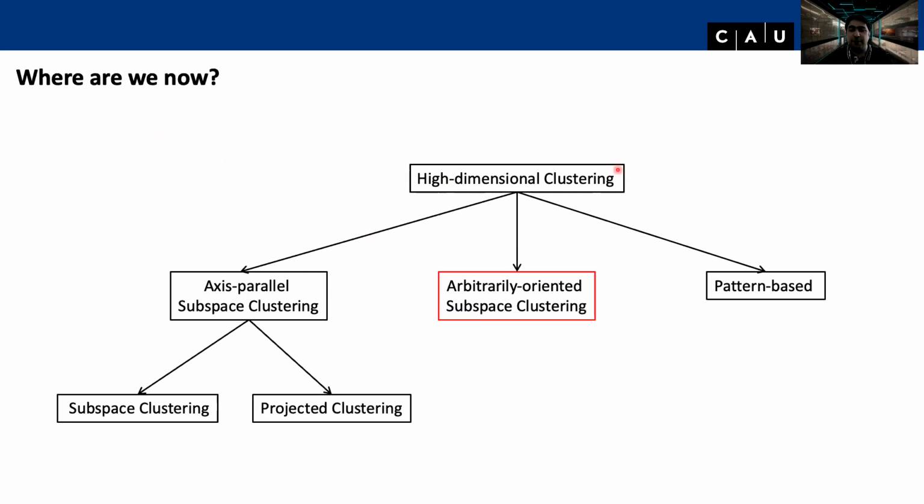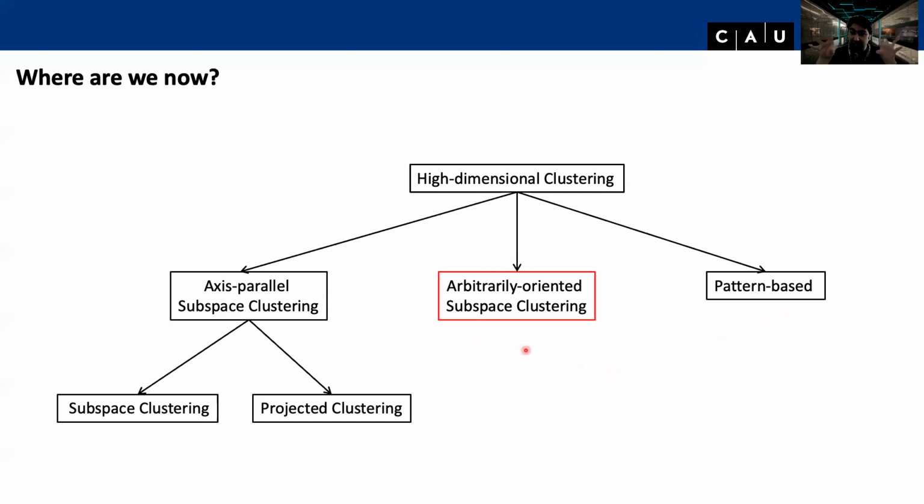So in the topic of high dimensional clustering, we have this axis parallel subspace clustering, to which we have this subspace clustering, which permits, as you may recall from the slides of Professor Krüger, overlapping subspaces, which permits overlaps in general, and projected clustering where one object is exactly assigned to one and only one subspace. Then we have this pattern base, which also Professor Krüger introduced to you in last week's session. And we are here in this field of arbitrary-oriented subspace clustering.